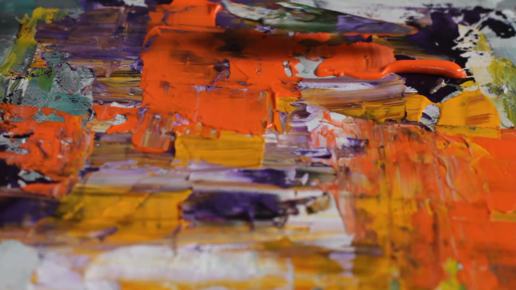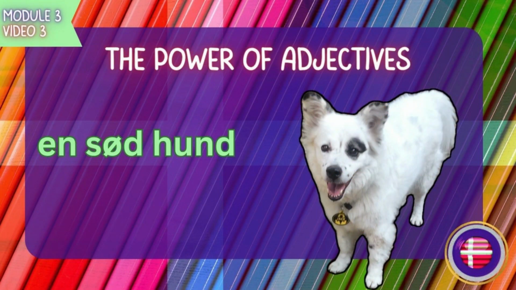First up, let's talk about adjectives. Remember those? The painters, the detail lovers, the ones that make your descriptions pop. Maybe you want to say a cute dog. Here's my dog, Jack, and he is pretty damn cute. People always stop me on the street, or they look at him with those eyes, like, yeah. En sød hund. Sød being our adjective, which means cute, or sweet, or nice, depends.